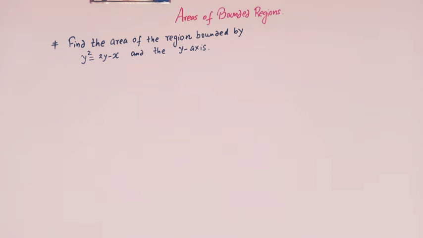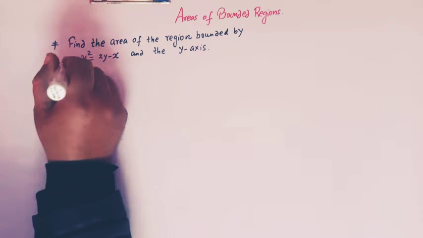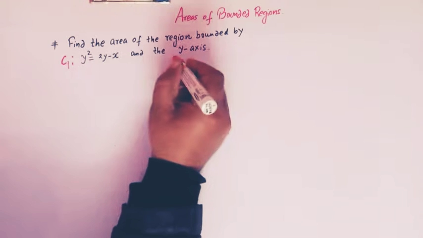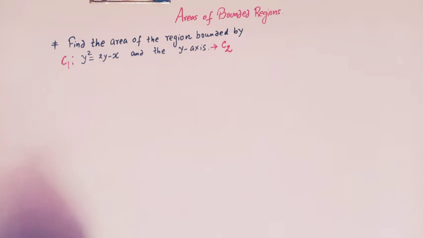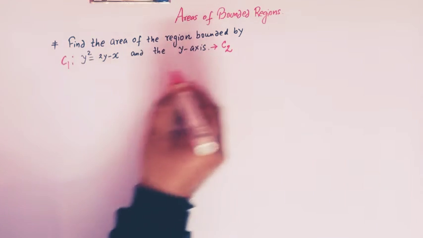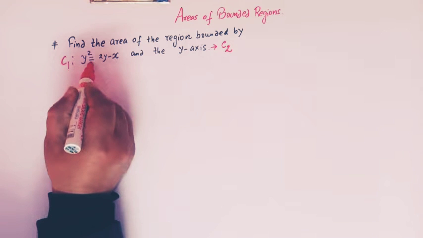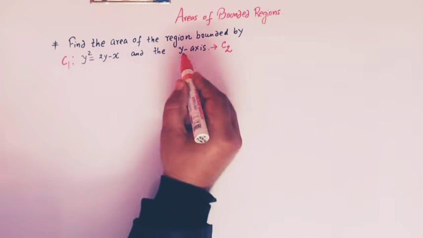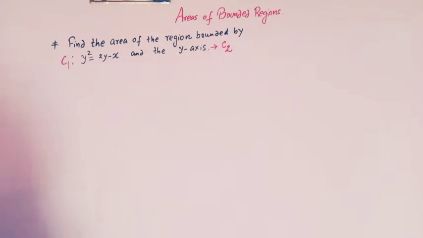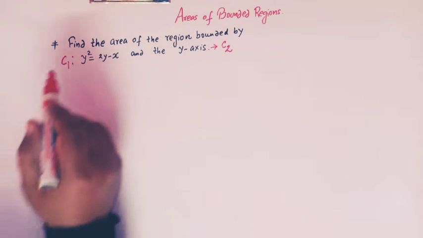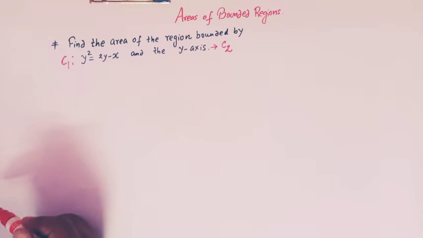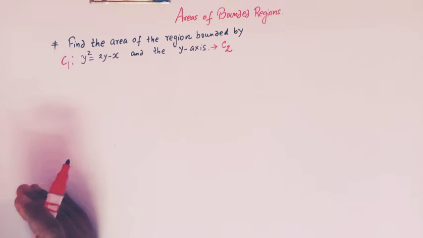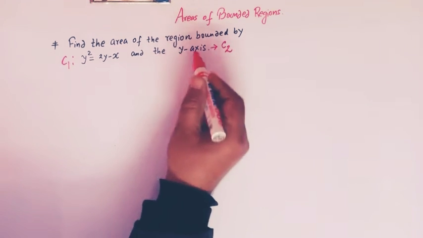So here we have the problem: find the area of the region bounded by this curve, which is denoted by C1, and the y-axis, right? And the y-axis can be taken as the second curve, so we have two curves. C1 is y square is equal to 2y minus x, and the y-axis is curve number 2, right? And we'll see that this curve represents a parabola which opens on the left, and this is the y-axis.